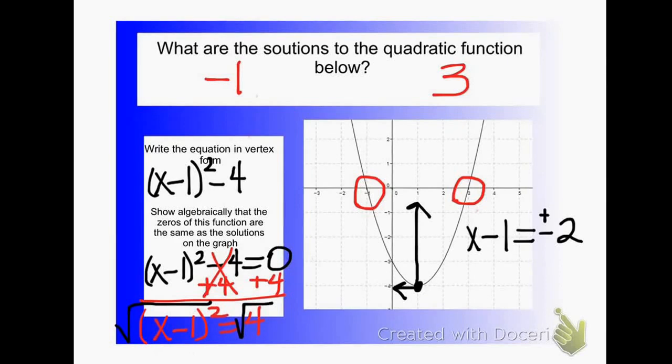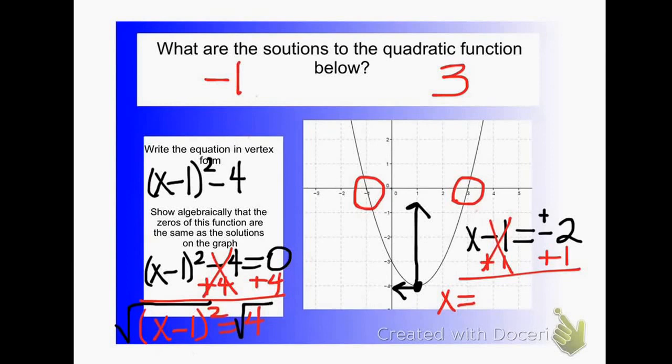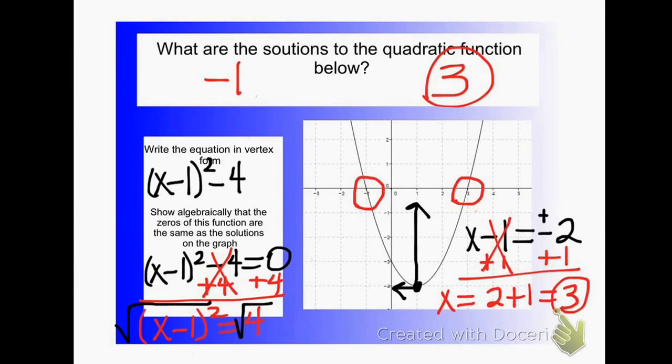So in order to solve for x, again, I'm going to want to eliminate the minus 1. So I need to add 1 to both sides. That's going to eliminate my 1 on the left. So that's going to give me x equals positive 2 plus 1, which is equal to 3. And that was one of my solutions. But I've got to find my negative 1 solution.